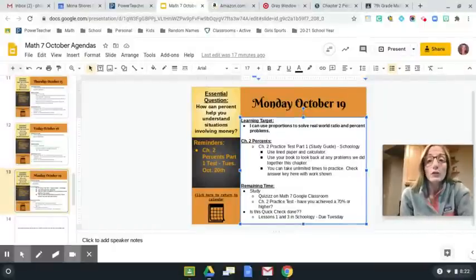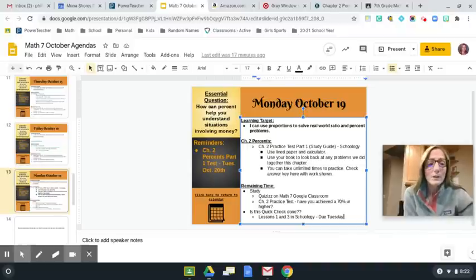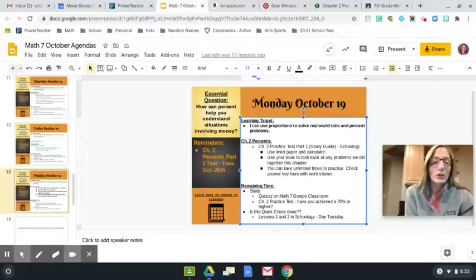So you can see our learning target is I can use proportions to solve real-world ratio and percent problems. And so we've been working in chapter 2 on a few lessons. We've worked on lesson 1, percent of a number, lesson 3, percent proportion, and lesson 5, percent of change. So last week I started to put on the agenda that you were going to have a test coming up this Tuesday, October 20th. And so we are one day away from that.